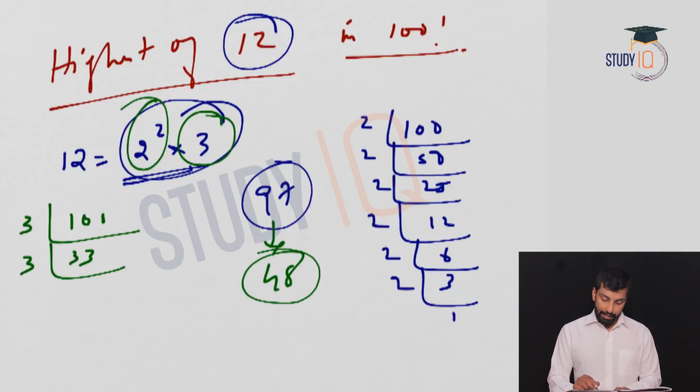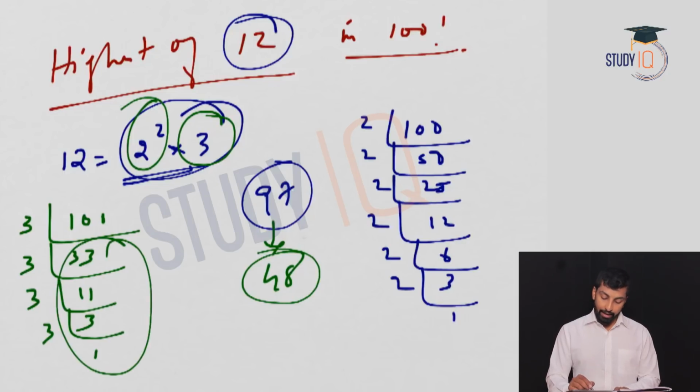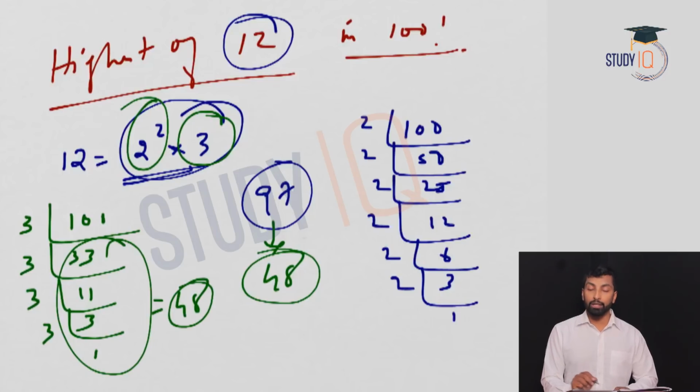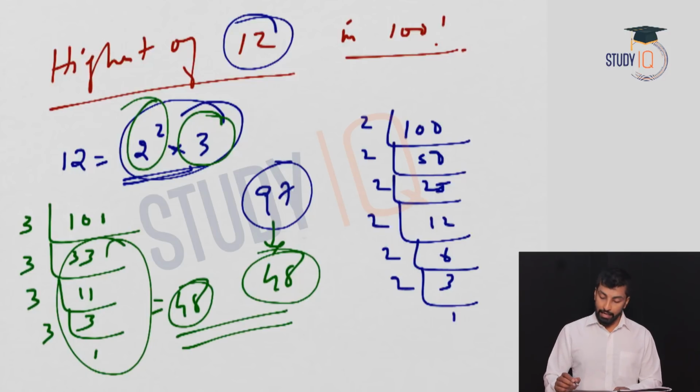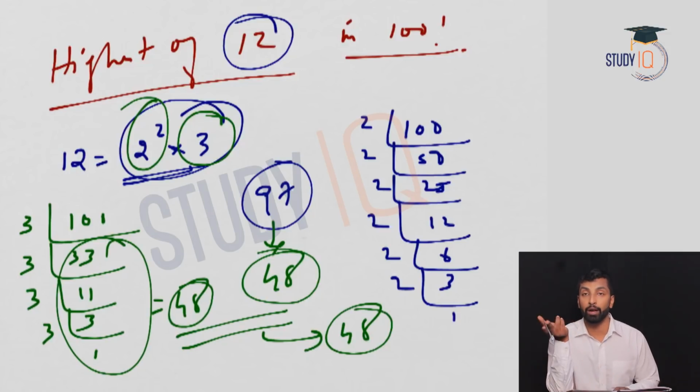You divide by 3, you get 11. You divide by 3, you get 3. You divide by 3, you get 1. So if you add here also, you get 48. So both are 48. That means what is the highest power of 12? That is also 48, because 12 is 2 square into 3.